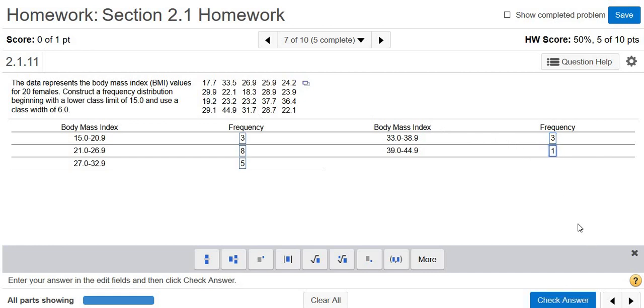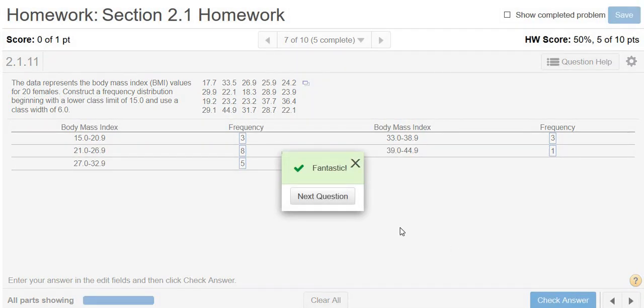Let's add these up. So we have 3 plus 8, that's 11. Plus 5 is 16. Plus 4 is 20. So it should be okay. So that's it. I hope that made sense.